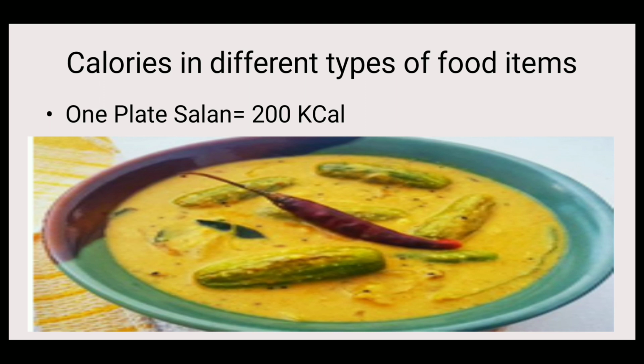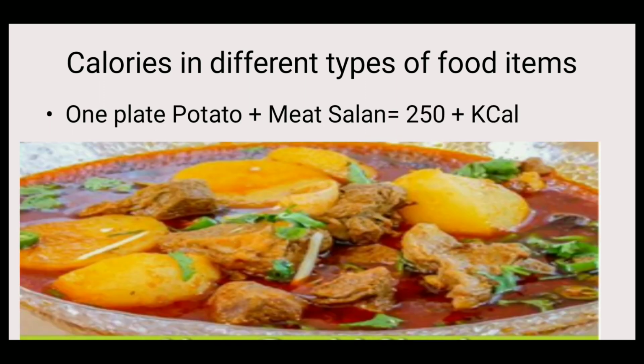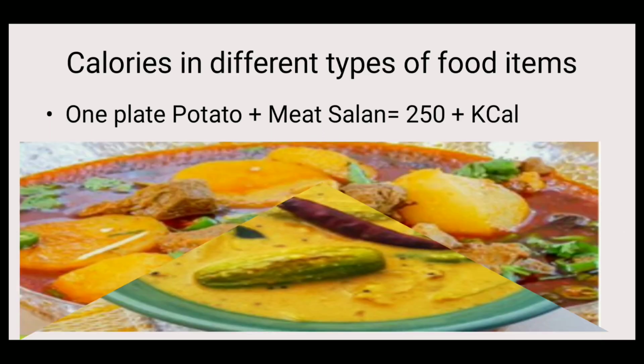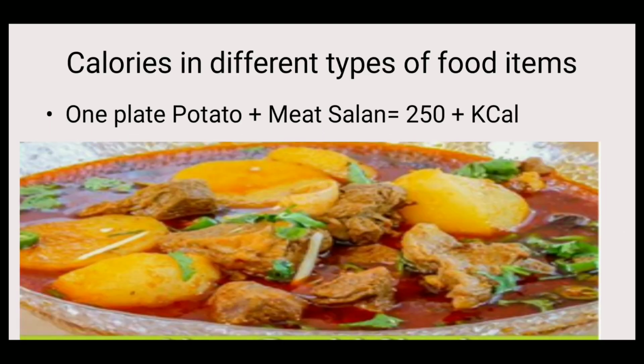And 1 plate of salad contains 200 kilocalories. But if she says that she likes to take the potato plus meat salad, we should tell her that it contains more calories, 250 kilocalories. So we have now an overlook at the different food items. Now, how to make the diet chart?